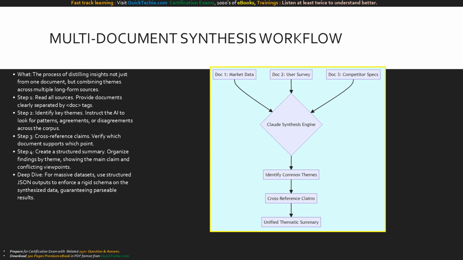Often, you aren't summarizing just one document. You are synthesizing 3 or 4 50-page reports together. This requires a systematic research synthesis workflow.